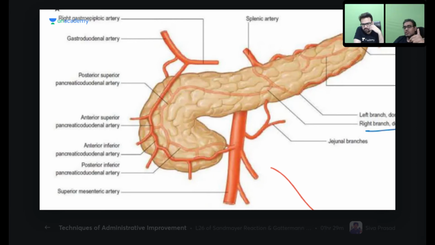So what is the applied importance? A posterior perforated duodenal ulcer. If there is bleeding of that ulcer, that could injure this artery. That could lead to torrential hemorrhage. So if the gastroduodenal artery is ruptured, there would be a hemorrhage.